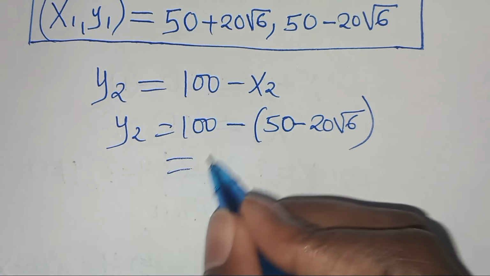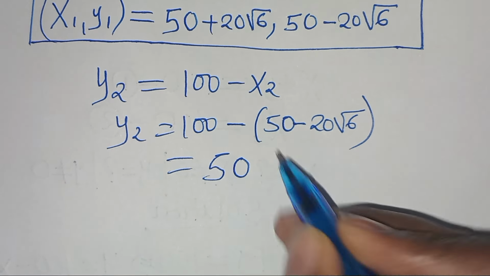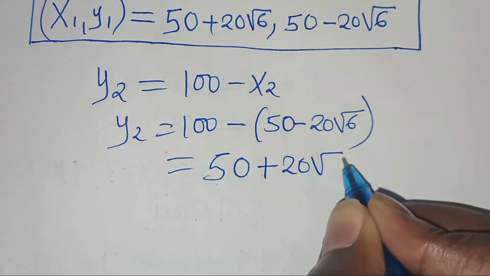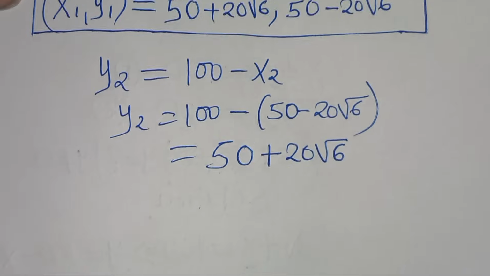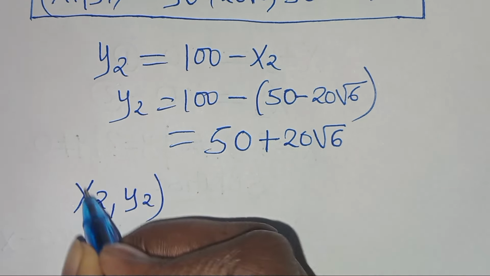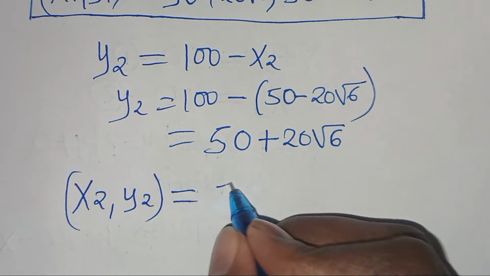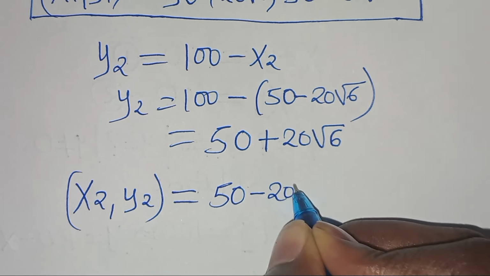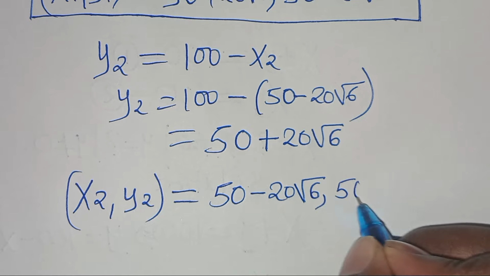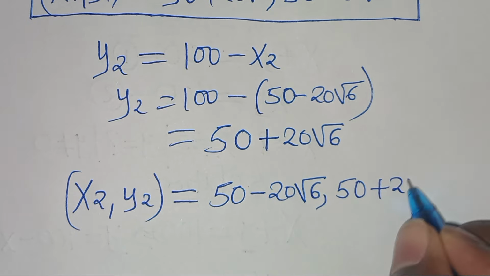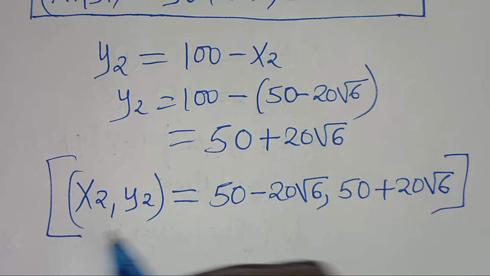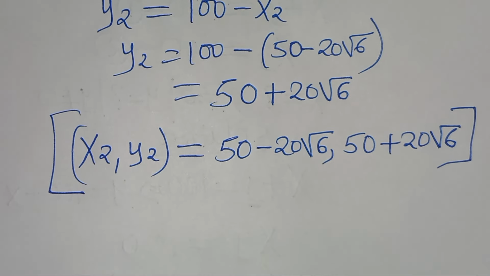So here we have 100 minus 50 minus 20 square root of 6, so we have 50 plus 20 square root of 6. So the second set of solutions here, we have x2, y2, which is equal to 50 minus 20 square root of 6, comma, y2, which is 50 plus 20 square root of 6. So this is the second set of solutions for this algebra problem.